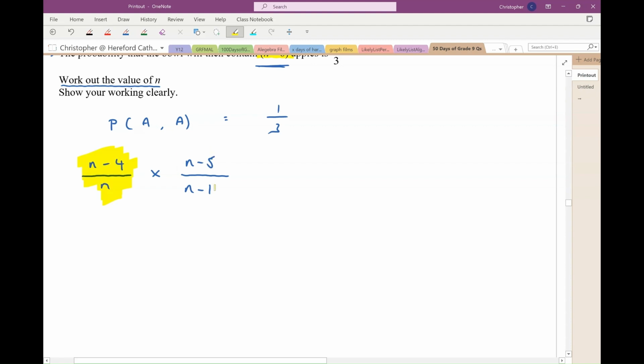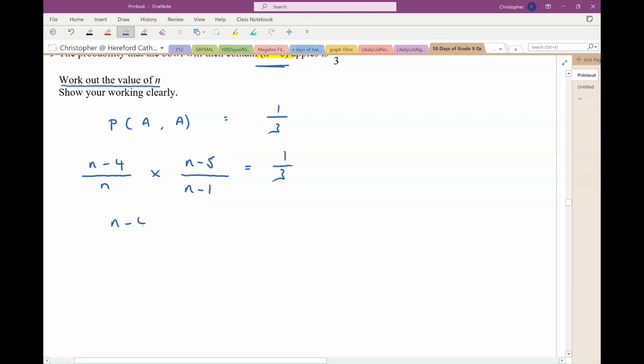So that's the probability of the first piece of fruit being an apple. That's the probability of the second piece of fruit being an apple, and I'm multiplying them to find the probability of the first piece of fruit being an apple and the second piece of fruit being an apple, and I know that that equals a third. And there's an equation which I can solve for n. Now let's have a think about how to do that. Let's start by multiplying these fractions on the left-hand side.